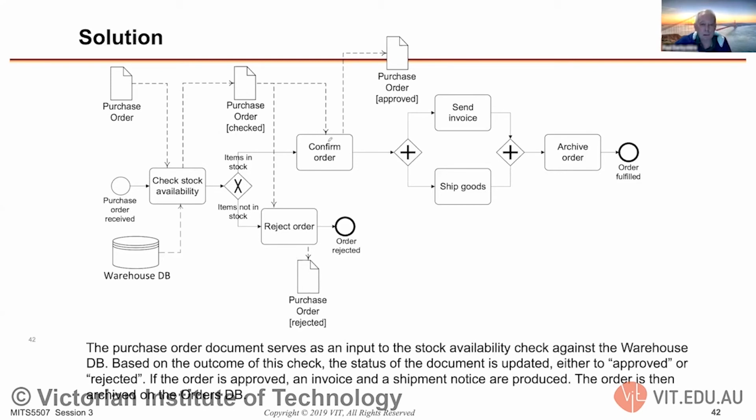If the items are in stock, the confirm order activity then produces a purchase order which is approved, and the purchase order which is approved is used as input to the send invoice activity, and the send invoice activity produces an invoice, and the ship goods produces a shipment notice which goes along with the goods.